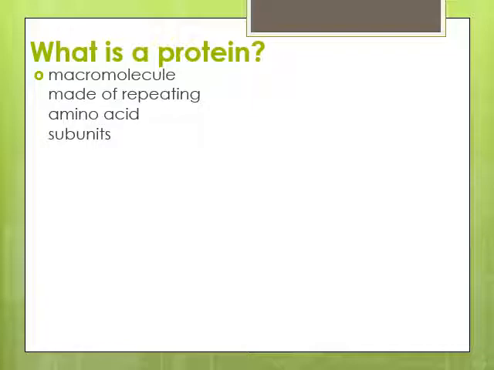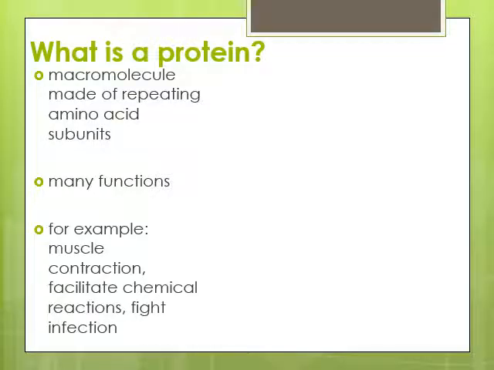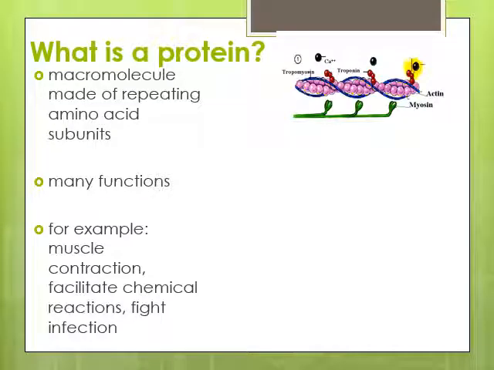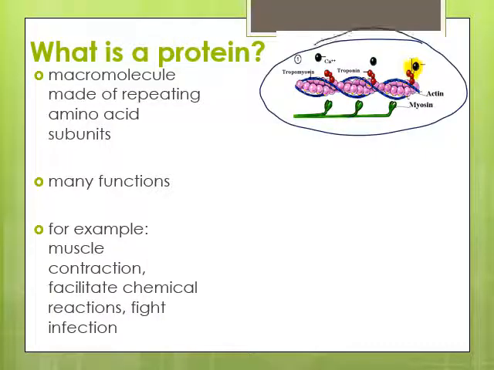Okay, so going back a little bit, we talked about 4 macromolecules, right? Proteins was one of them. So proteins are our macromolecules that are made up of repeating amino acid subunits. They have many different functions. For example, you could have muscle contraction. Here's an example of muscle contraction up here, which we don't go too far into just yet. But basically we have actin and myosin acting together to contract muscles.